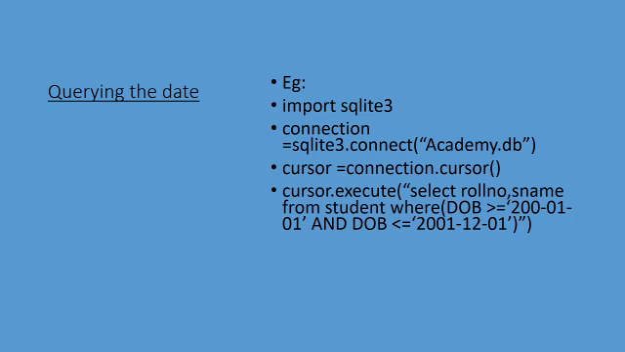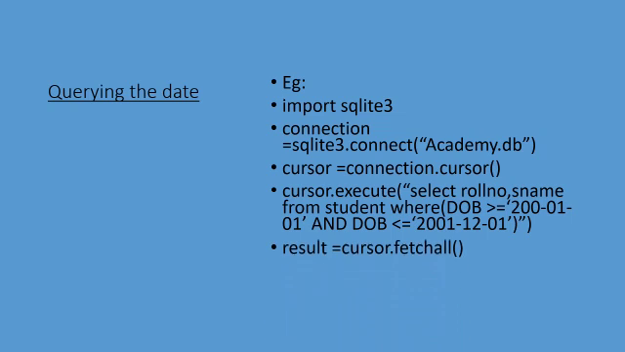cursor.execute select roll number, student name from student. So I am displaying 2 columns from student, where I am giving the condition date of birth greater than or equal to 2001 and date of birth lesser than or equal to 2001 1. So what is the meaning of it? Here we have given and, so it will check both conditions. When both the conditions are true, it gives the record. It displays the record. That's all.